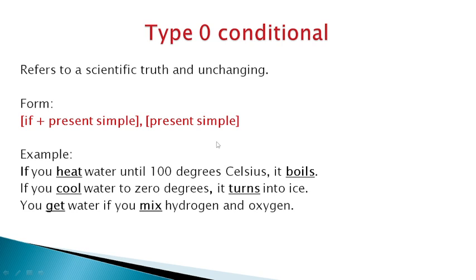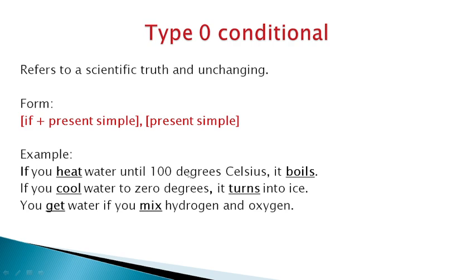Let us look at type 0 conditional clauses in English. Type 0 conditionals refer to scientific truth or unchanging facts; in other words, scientific truth or universal truth. To express universal truth, we use the simple present tense in the if clause and the simple present in the main clause. We have to use simple present tense in both the conditional and main clause. For example, if you heat water to 100 degrees Celsius, it boils.